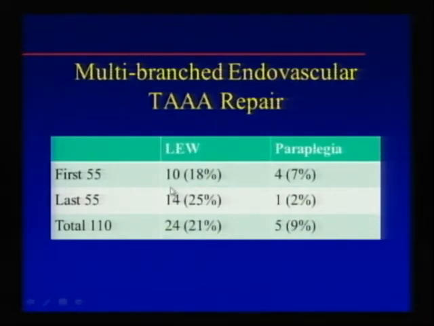If you look at our experience, in the 110 patients, the first 55, you'll see we had lower extremity weakness in 18% of the cases, but 7% of those became paraplegic. The rules that I was telling you about were things that evolved. We didn't know these things right away. In the last 55 cases, we've had 25% of patients who developed lower extremity weakness, but only 2% have become paraplegic. It's become quite a rare event, and usually due to embolism.